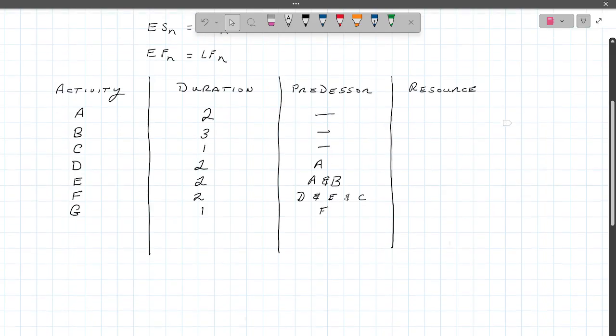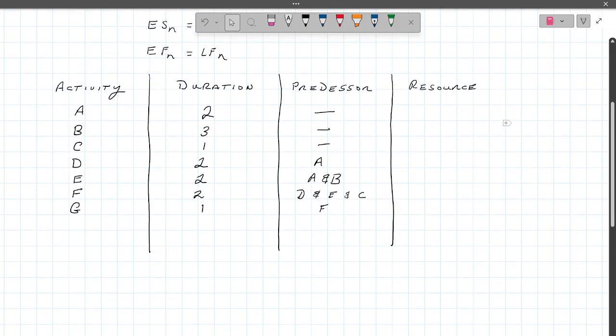Okay, so forward pass and backward pass are all about activities on the node, but I want to take a little step back here for a minute and talk about activities on the arrow. Can you see the activities on the arrow for this particular work breakdown? Can you see what the activities on the arrow would be in the sequence of events and the predecessors that go with it?